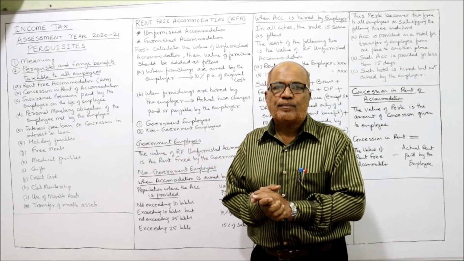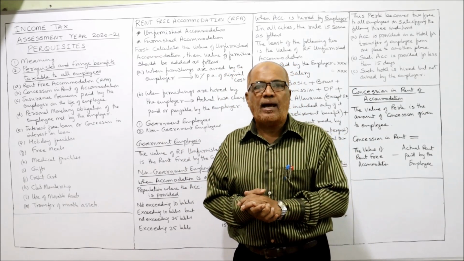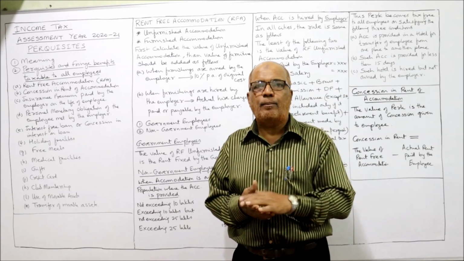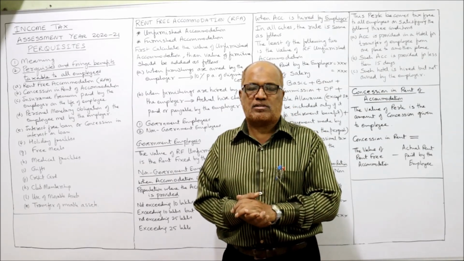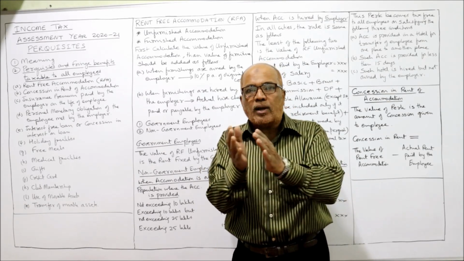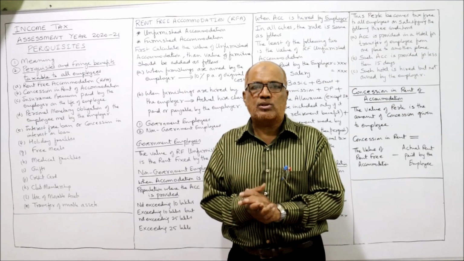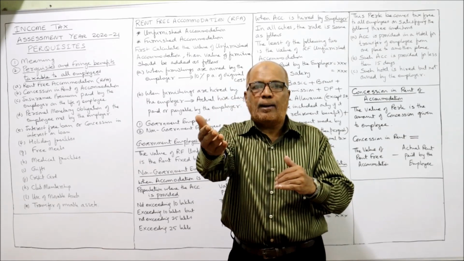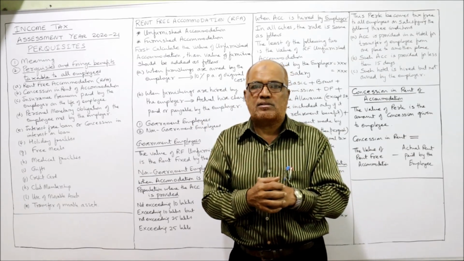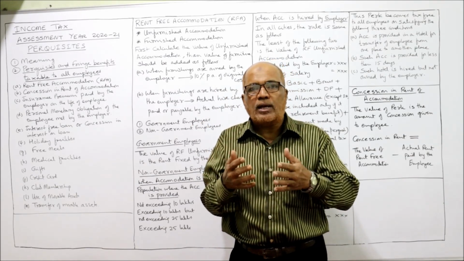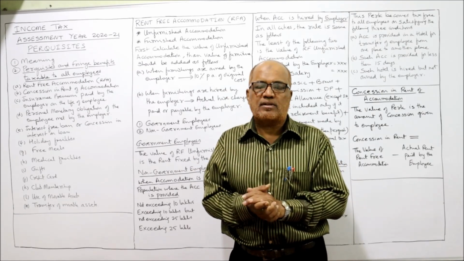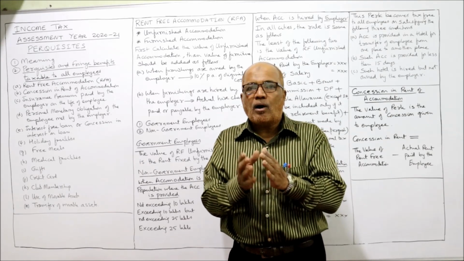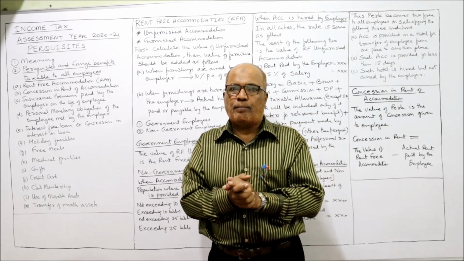Perquisite: any benefit given by the employer to the employee or their family members, either in cash or in kind, is called a perquisite. Again I repeat, any benefit given by the employer to the employee or their family members, either in cash or in kind, is called a perquisite. Perquisites are taxable.